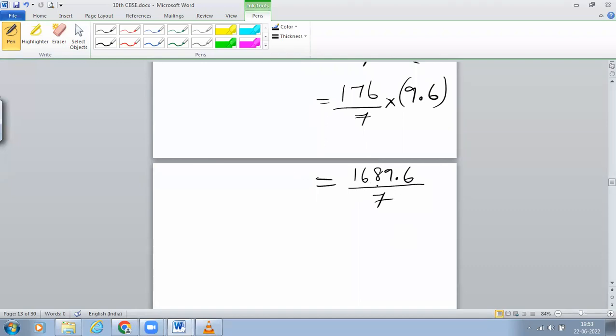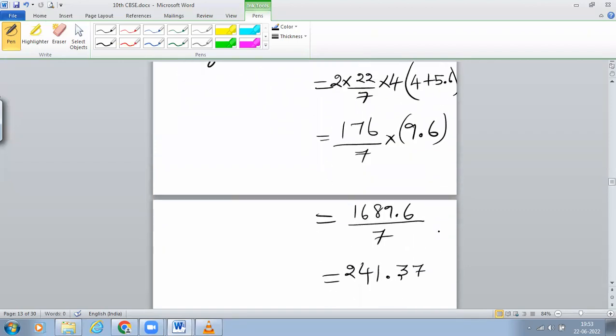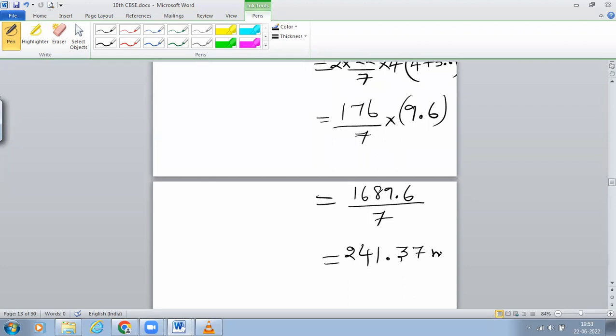Now this number has to be divided by which number? 7, to get the final answer. I'll write the final answer. Please check it later. When you divide this by 7, you will get 241.37. After the decimal point, try to find a minimum of 2 digits. So this is the answer for the surface area of the cylinder. Therefore, the unit is meter square. This is the surface area of the cylinder.